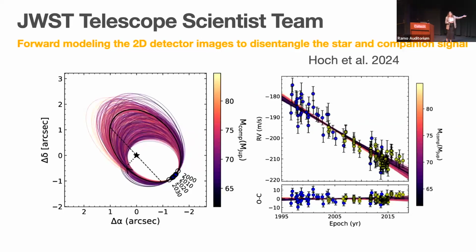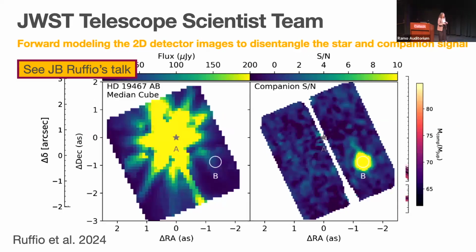And so we have this beautiful orbit fit that we see here on the left. This is with orvara, and radial velocity is on the right. You get these really tight constraints on where the object resides in this orbit fit. And that allows us to set up the observations, like I mentioned in the previous slide, to ensure that you can get the spectra of such a companion. And so that's what we were able to do. As I mentioned, see JB's talk later, who is going to dive into the more technical aspects of how we're doing this, but we're forward modeling the 2D detector images to disentangle the star and companion signal.